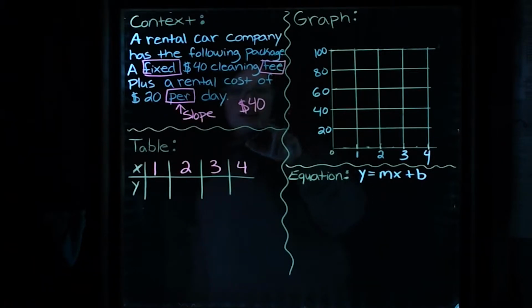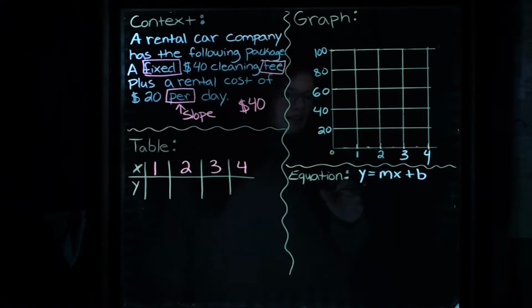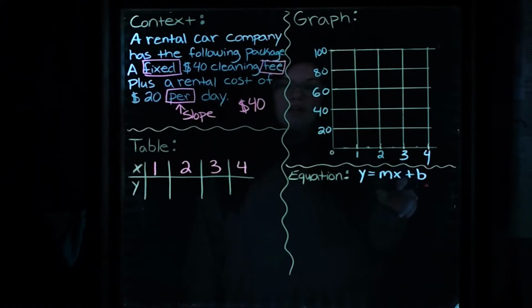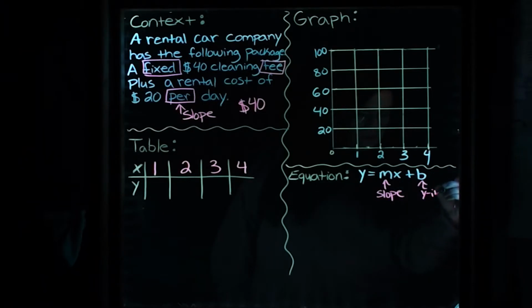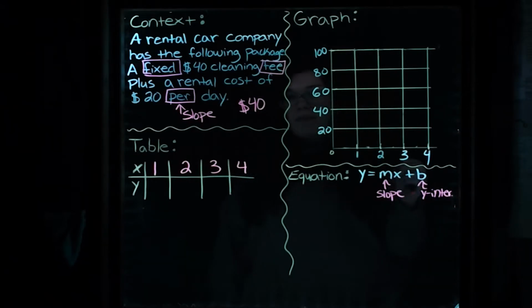No matter how many days, I'm going to be charged $40 plus that per day fee. So this is where we start, with our $40. That is the y-intercept in the context. That's my b. Now, talking about b, you might be like, wait, what are you talking about, b? That's the variable that we use in the equation to show the y-intercept. So my m is my slope, and my b is my y-intercept. Whatever goes in the b spot in my equation is my y-intercept.